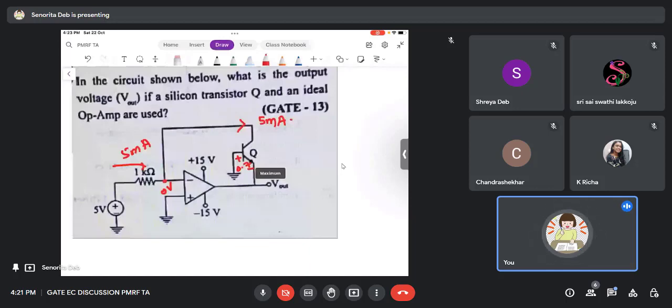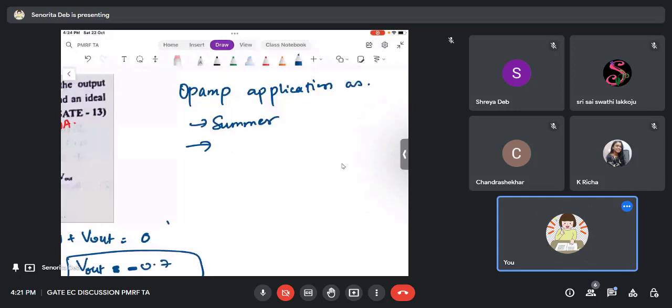Okay, op-amp applications: as a summer, as a difference amplifier, as a logarithmic amplifier, and an anti-log amplifier, also as a multiplier. So these are actually favorite topics for professors also when they take your interviews in IITs.